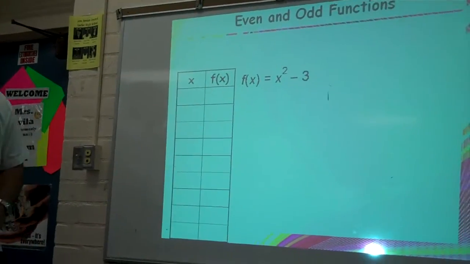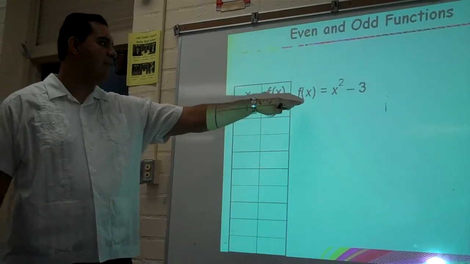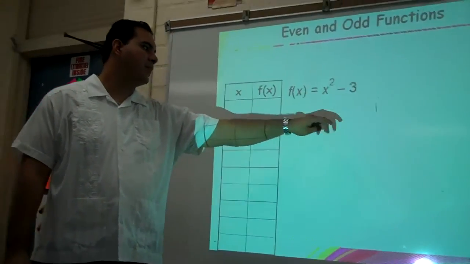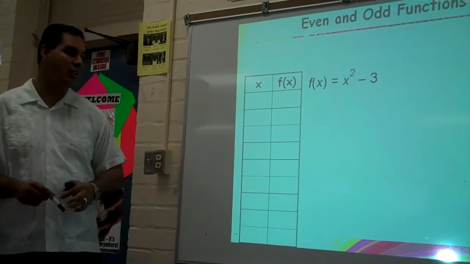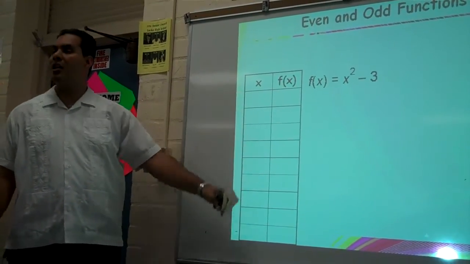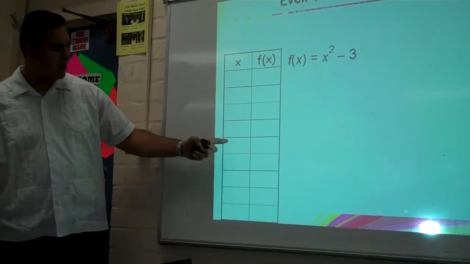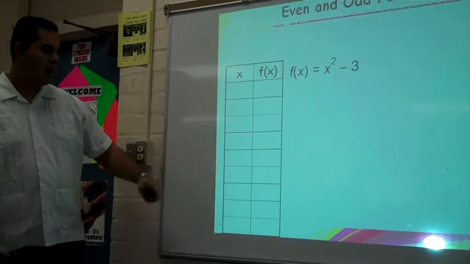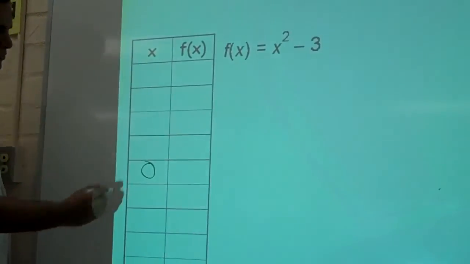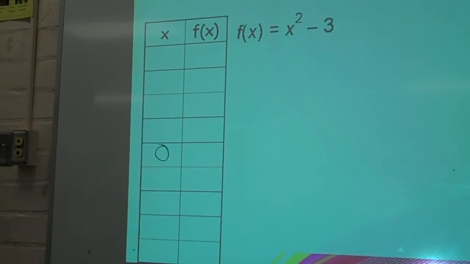Okay, now we're going to go over even and odd functions. Here I have a function, f of x is equal to x squared minus 3. Now I'm not going to tell you what even and odd is, but we're actually going to discover it pretty easily. In the table that you drew, somewhere around the middle, 1, 2, 3, 4, 5, 6, 7, 8, 9, right there, is that the middle? I want you to write the number 0. And you'll see in a minute what I mean by even and odd.